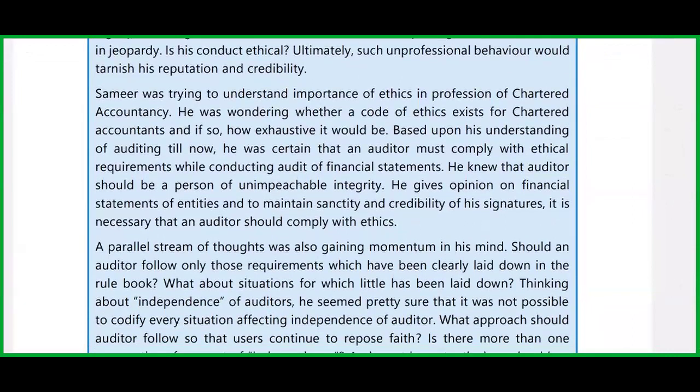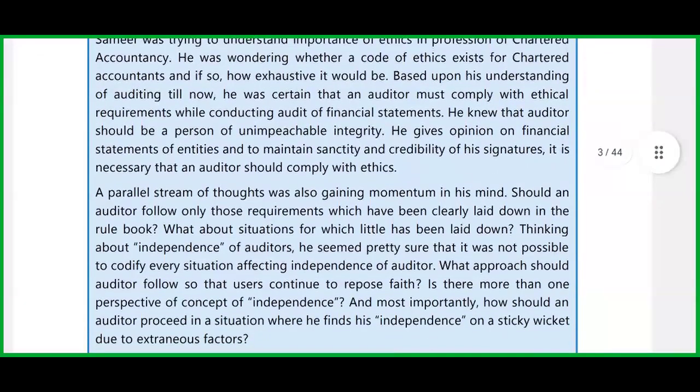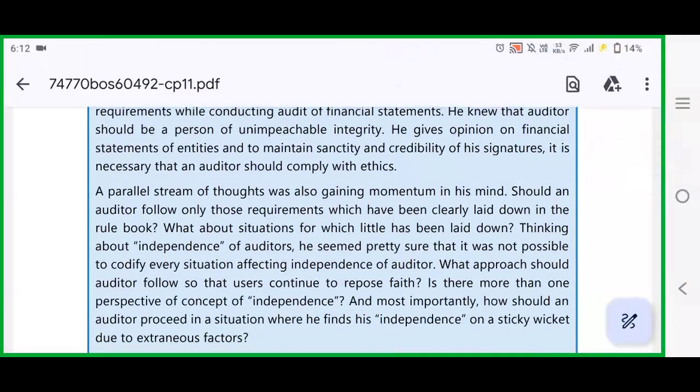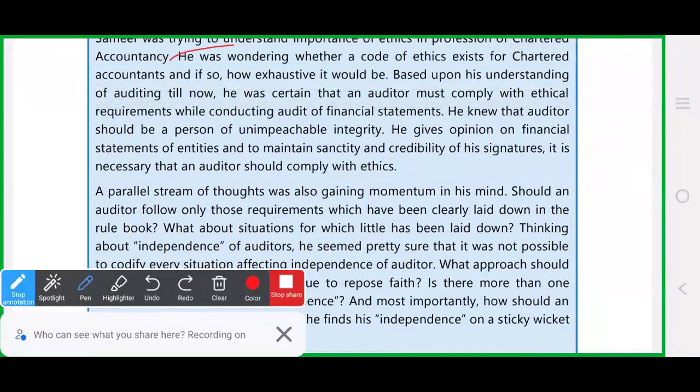An example is given here. Samir was trying to understand the importance of ethics in the profession of chartered accountancy. He was wondering whether a code of ethics exists for chartered accountants and how exhaustive it would be. So, based upon his understanding till now, he was certain that the auditor must comply with ethical requirements while conducting audit of financial statements.